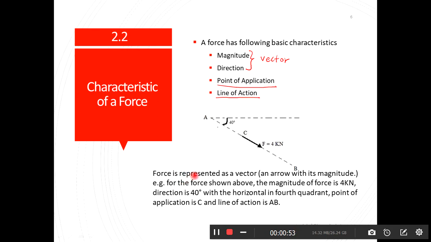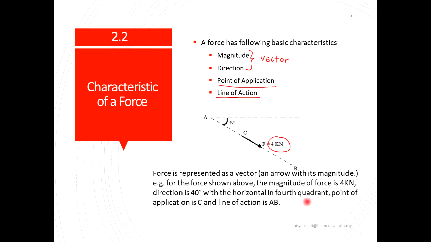Okay, for example, a force is represented as a vector, so we have an arrow with magnitude. For example, here in this figure, the magnitude of the force is 4 kilonewton. So this is the magnitude, and the direction is 40 degree with the horizontal in the fourth quadrant. Point of application is C, and line of action is AB. So this is the direction of the force, and here it is explained with 40 degree with the horizontal in the fourth quadrant.